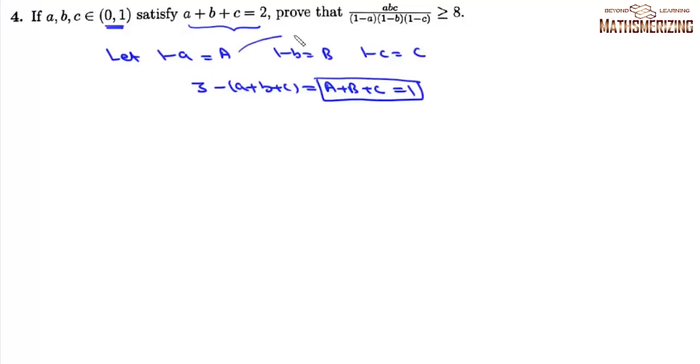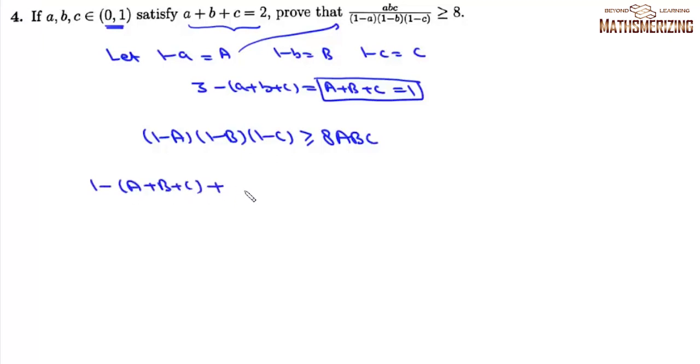So the value of capital A+B+C is 1. Now we'll change this inequality in terms of capital A, B, C. So in the numerator we'll have a, which is 1-A, so it'll be (1-A)(1-B)(1-C) greater than or equal to 8 into ABC. Now we'll multiply these three brackets. We can write 1-(A+B+C) plus (AB+BC+CA) minus ABC, and it'll be greater than or equal to 8ABC.